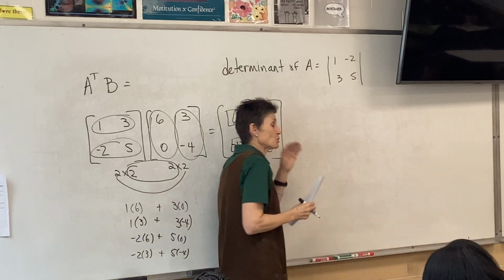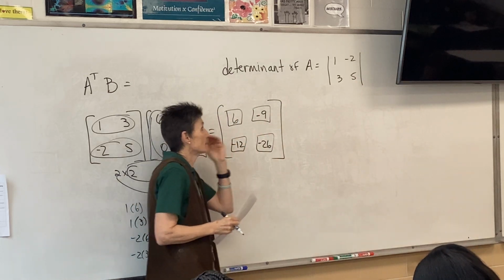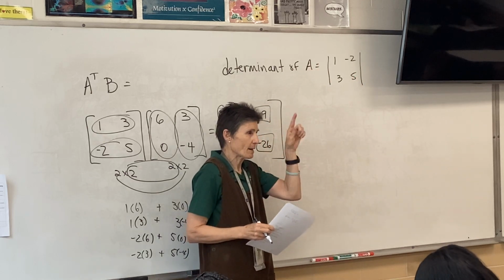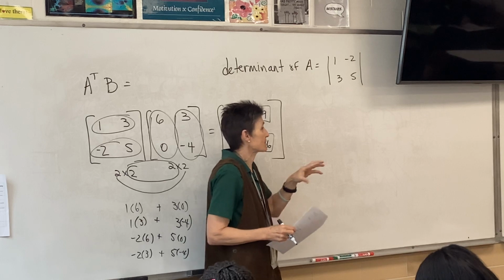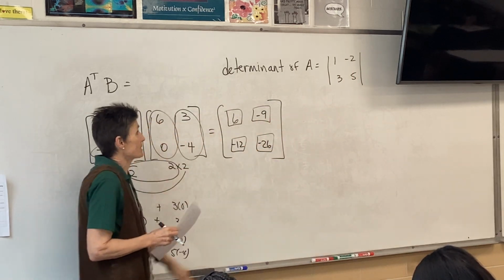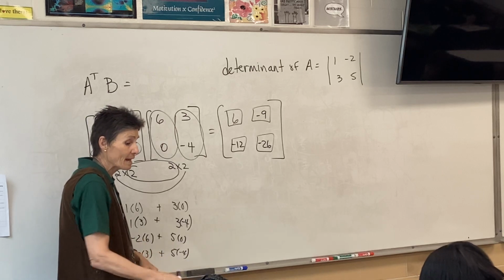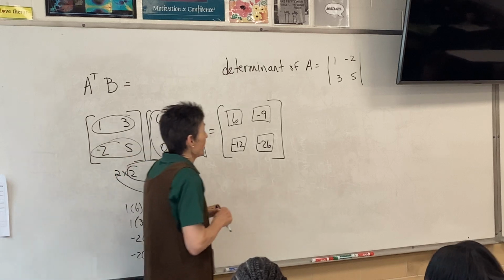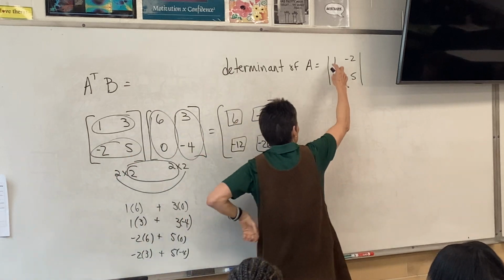Now the notation for a determinant is just the vertical bars, not like the brackets, that's a matrix. For a determinant, it's just the vertical bars. Same numbers, but inside vertical bars. And the determinant is just a number, okay? And here's how we find the number.